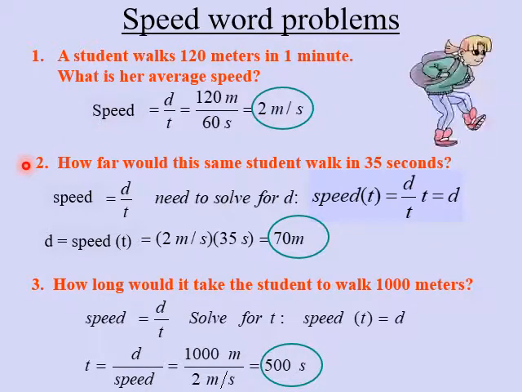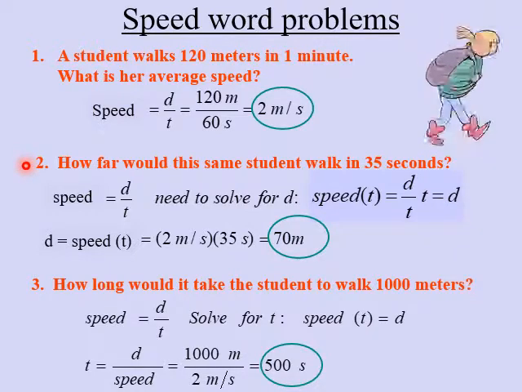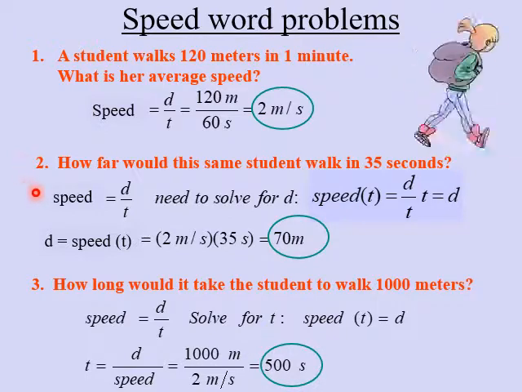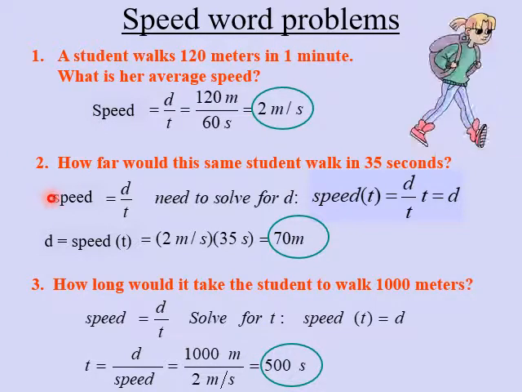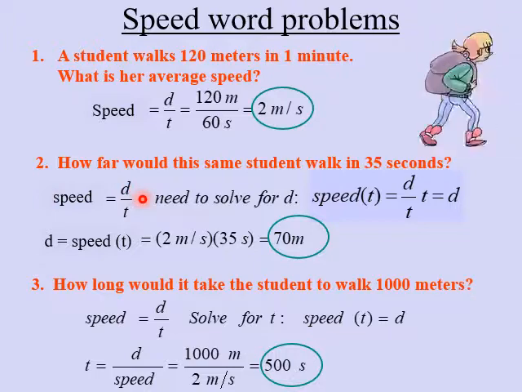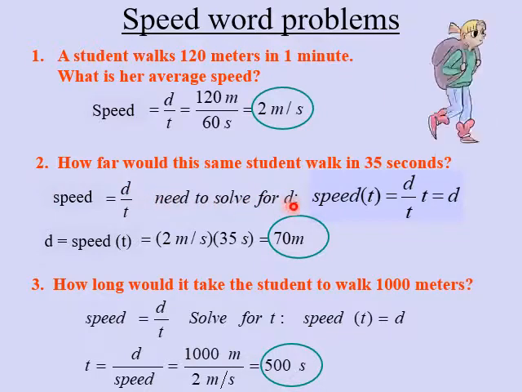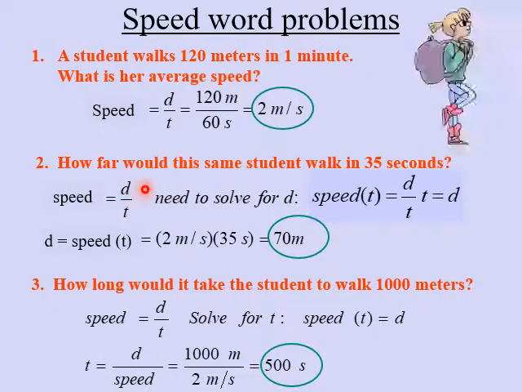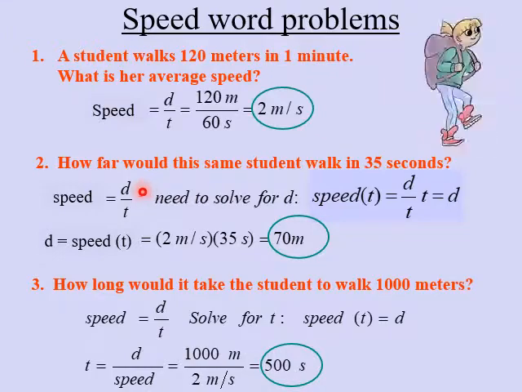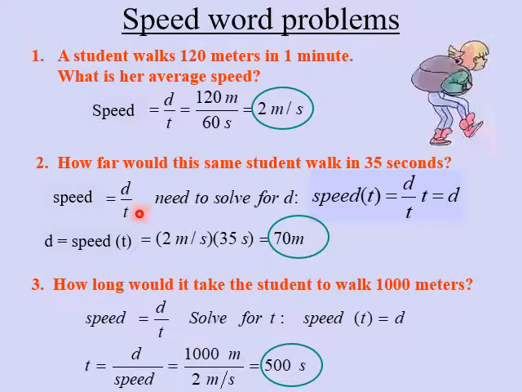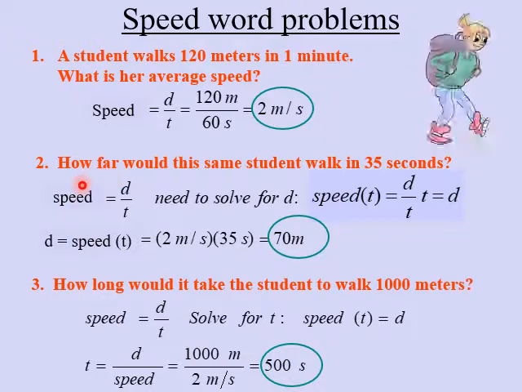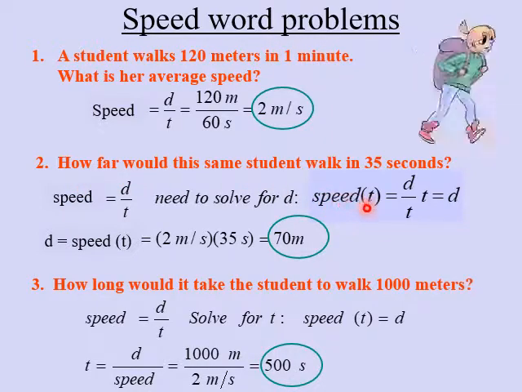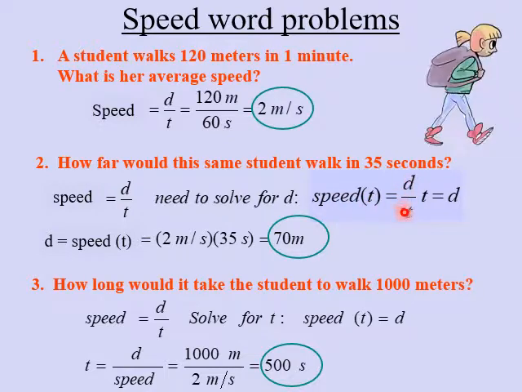Another variation of this problem is how far would this same student walk in 35 seconds? So far we only have one equation. That is, speed is equal to distance over time. In this case, we're trying to solve for distance. So we need to solve this equation for d. So here we have to do a little bit of simple algebra. In order to solve for d, let's get rid of this t down here. So we can multiply both sides of the equation, the left side and the right side, by t. So we get speed times t is distance divided by t times t.